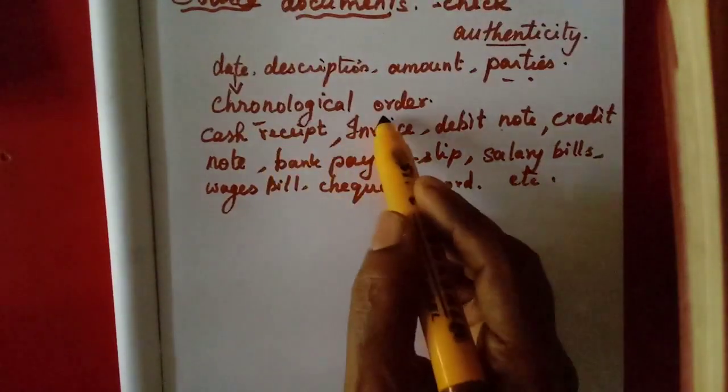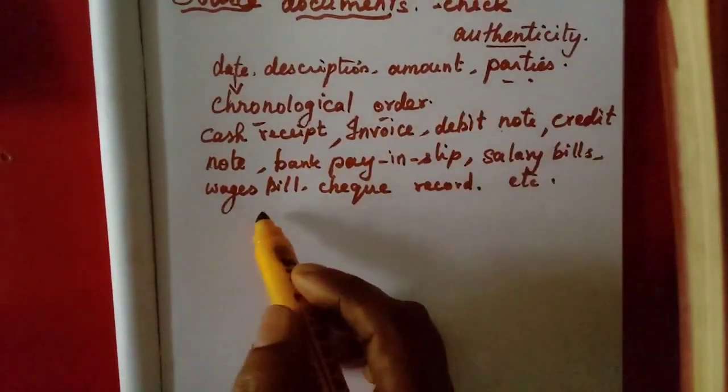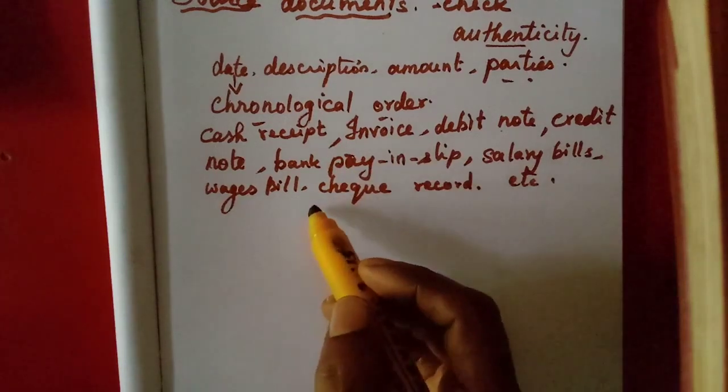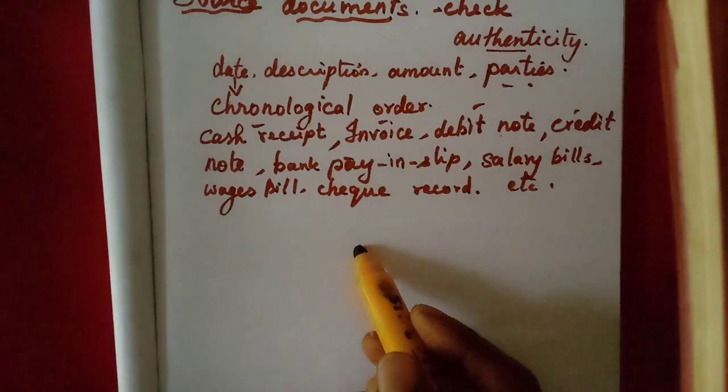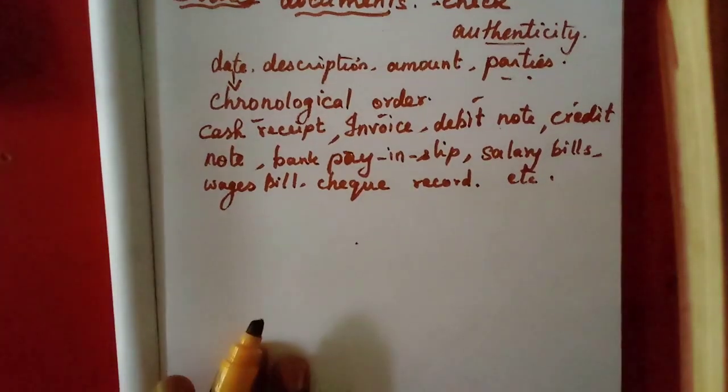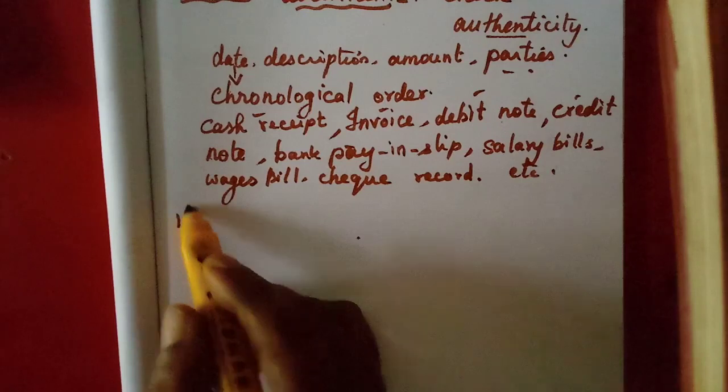We will see some of these: bank paying slip, then debit note, credit note. First we will learn what is cash receipt.